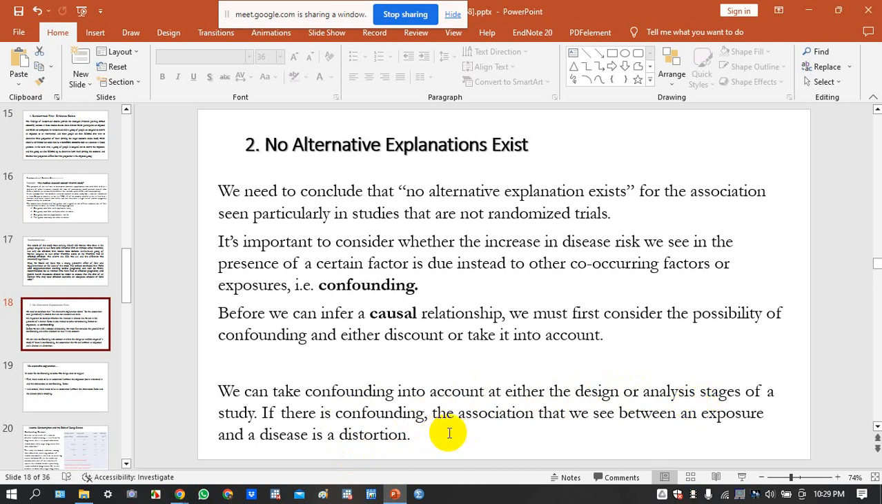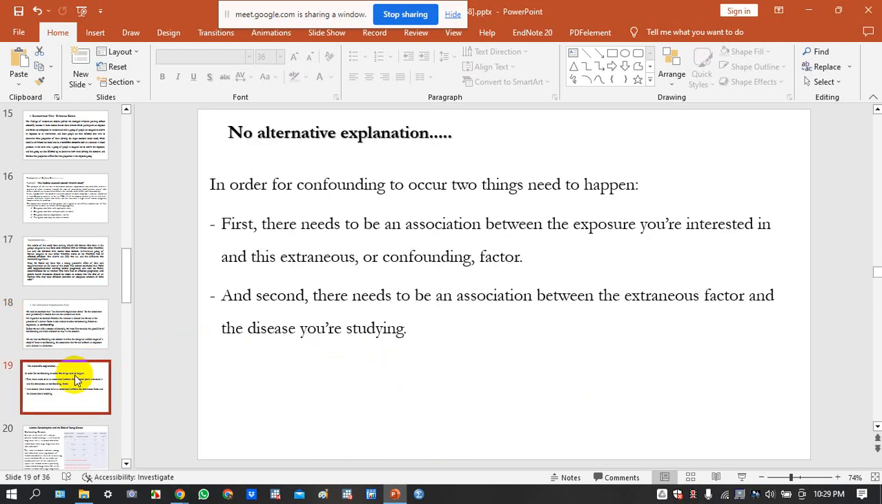If there is confounding, the association that we see between an exposure and a disease is a distortion. So confounding, like age and any other thing, can influence the results that we are having or the association. Another one is we are still on the no alternative explanation.